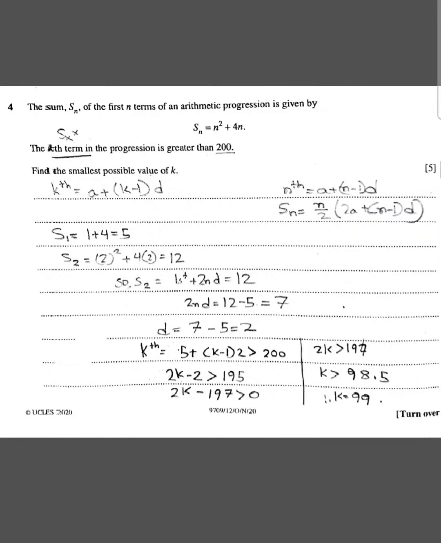So in this video we'll discuss AS level pure mathematics, or P1. This is a question from 2020 October-November 12. The subject code is 9709.